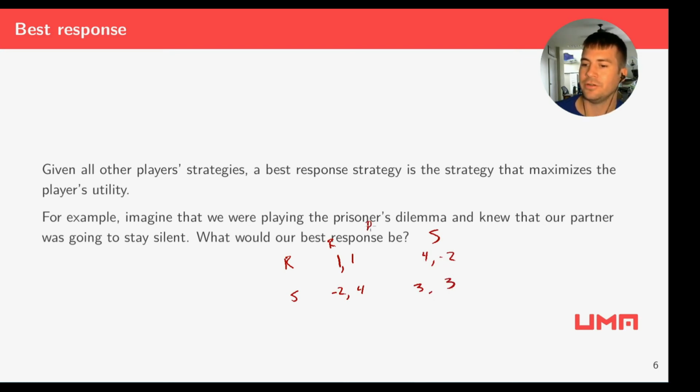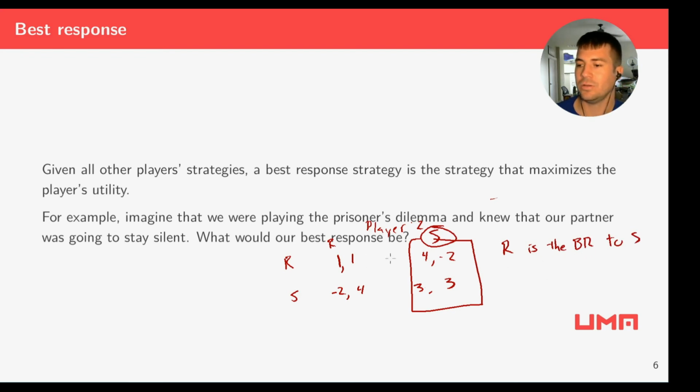If we knew that our partner, aka player 2, was going to stay silent, so we know for sure we're going to be in this column, then what would our best response be? Well, in that case, our best response would be choosing between receiving 4 if we ratted and 3 if we were silent. And so rat is the best response to silent. Now, let's go ahead and think about what's the best response to ratting. Well, if we know that player 2 is going to rat, then we can choose between receiving -1 if we also rat them out, or -2 if we stay silent. So rat is also the best response to rat.